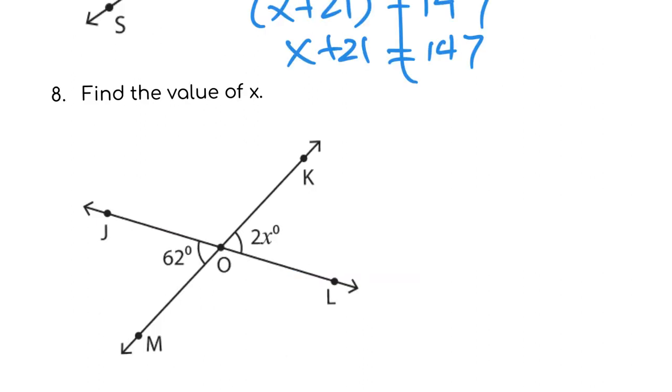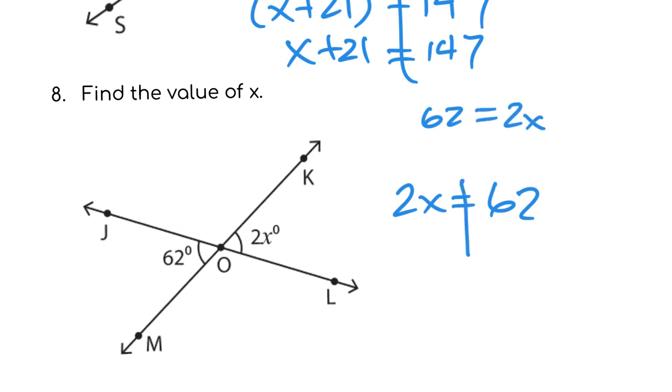Last example here: line MK crosses line JL. In this case, these two angles are across from each other, which means they're equal to each other. So 2x is going to equal 62. You could have written it as 62 equals 2x. Either way you set it up, it's the same thing. From there, you should know your only step, since we don't need to move anything over, is to divide by 2, and x is going to equal 31.